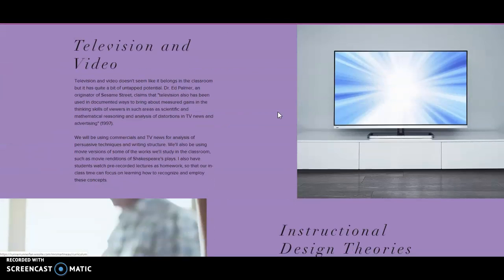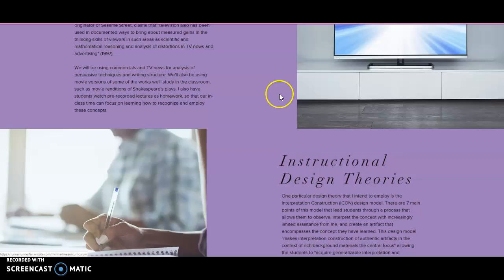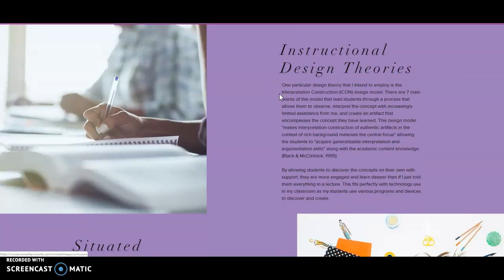So starting with television and video, we're going to be using TV news to analyze persuasive techniques, writing structure, how writing translates to oral presentation, as well as using movie versions of some of the works we'll study, including Shakespeare's plays. Makes it a little easier for them to understand what's happening in that old-time language.